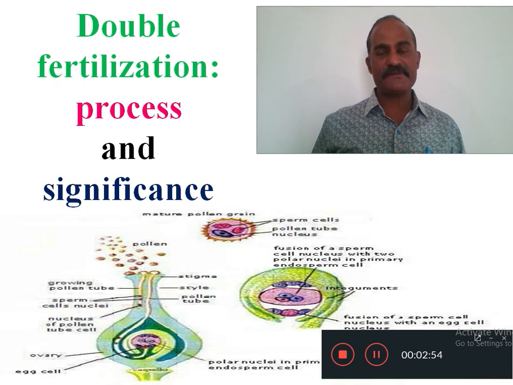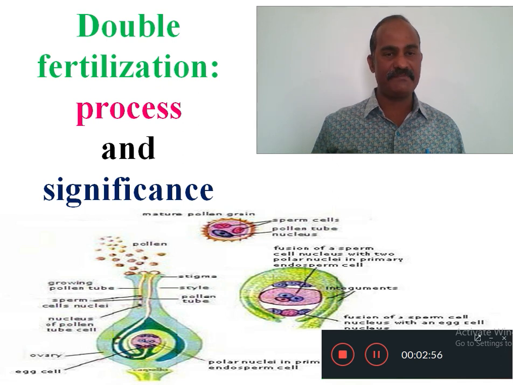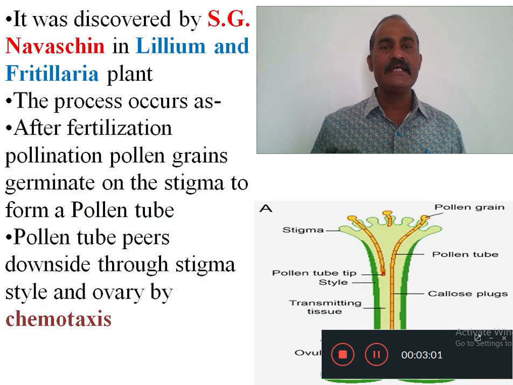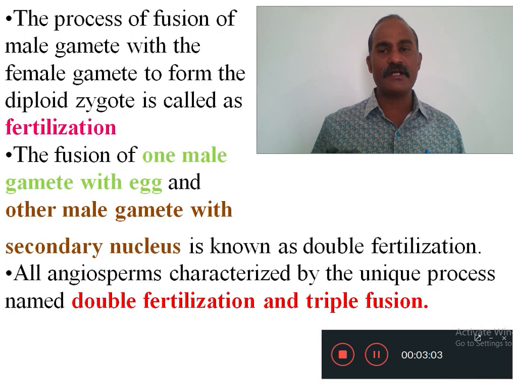Now if we see the process of double fertilization and triple fusion, that is a characteristic feature of angiosperm. Actually the process of fusion of haploid male gamete with the haploid female gamete to form a diploid zygote is called fertilization. Very importantly, here you can understand that there is a fusion of haploid male gametes as well as female gamete. So both of them are haploid so that they can continue the diploidy of the sporophytic generation.